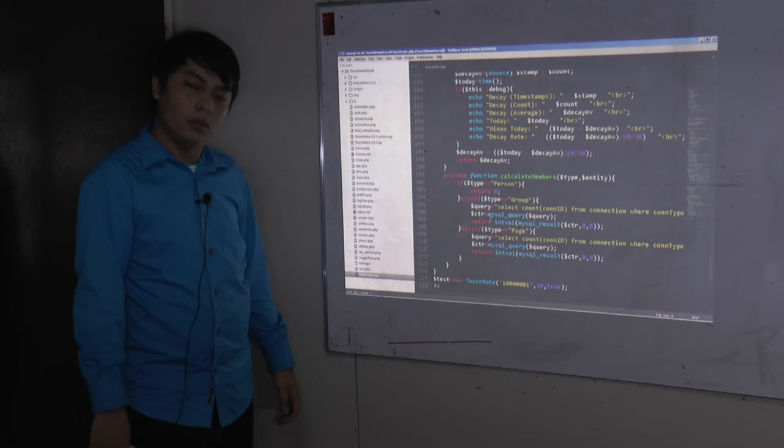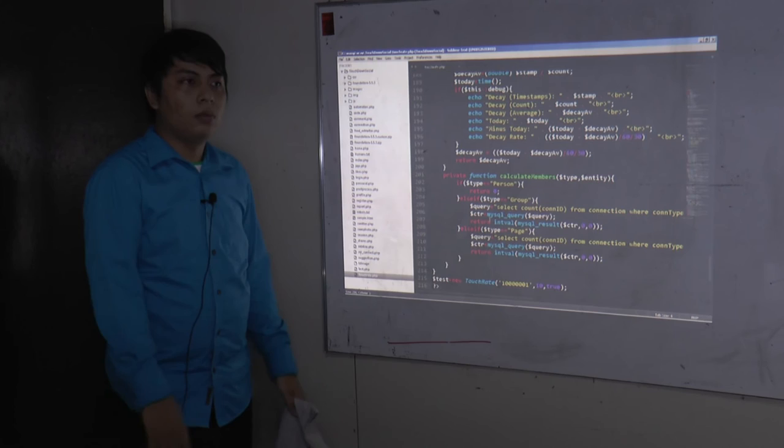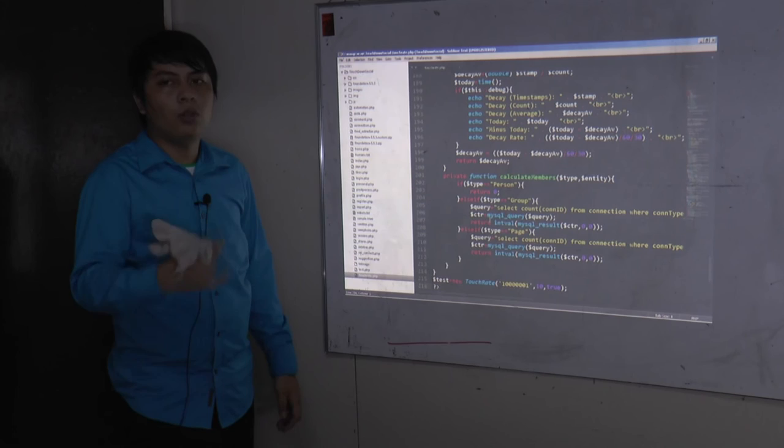Naka-background, tapos i-cache mo yung computation. Tapos everyday mo lang gawin. Hindi, sir. Mga every 5 minutes, ganun. Kasi social networking site yun, eh. So dapat updated siya lagi, or every time na may status.